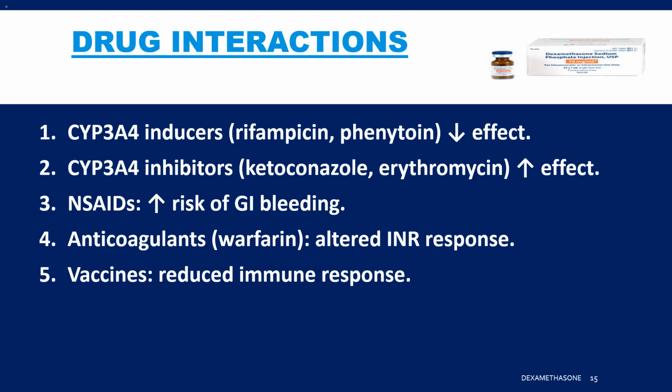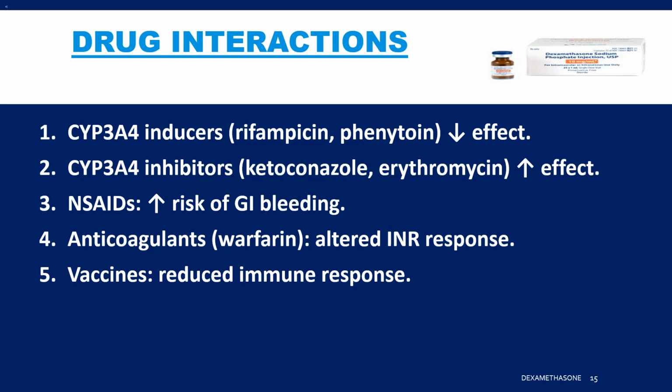Drug interactions with dexamethasone. 1. CYP3A4 inducers. Medications like rifampicin and phenytoin can decrease the effect of dexamethasone by increasing its metabolism, which may reduce its therapeutic efficacy. 2. CYP3A4 inhibitors. Medications like ketoconazole and erythromycin can increase the effect of dexamethasone by decreasing its metabolism, which may increase the risk of side effects.